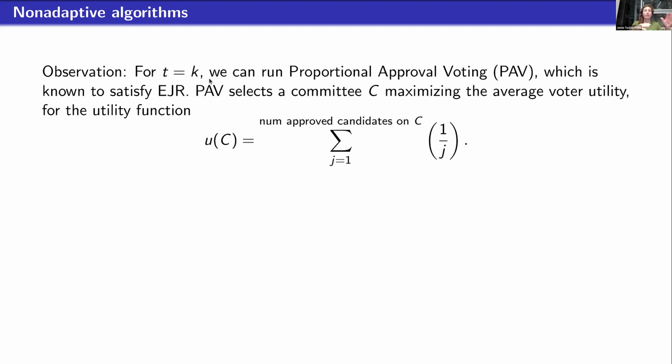Whereas in the ranked preference setting, to do something like plurality or one of these generic scoring rules, we need queries of size M. Here we only need queries of size K to satisfy JR, and in fact, satisfy EJR.